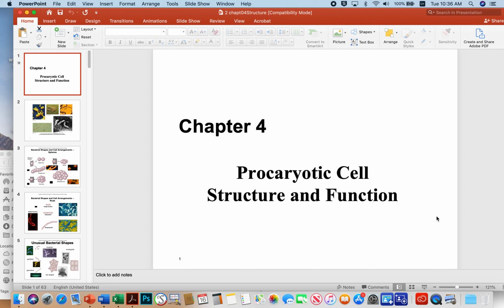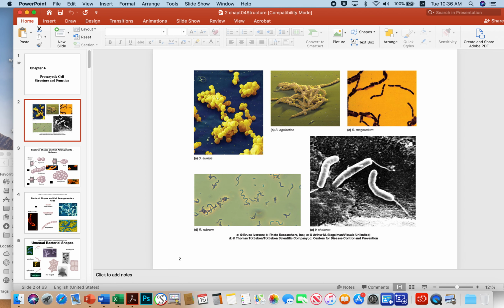looks at prokaryotic cell structure and function. So here's some pictures showing you some morphological diversity of the microbes. And so here's a microbe called Staphylococcus aureus, which causes a whole bunch of different infections.